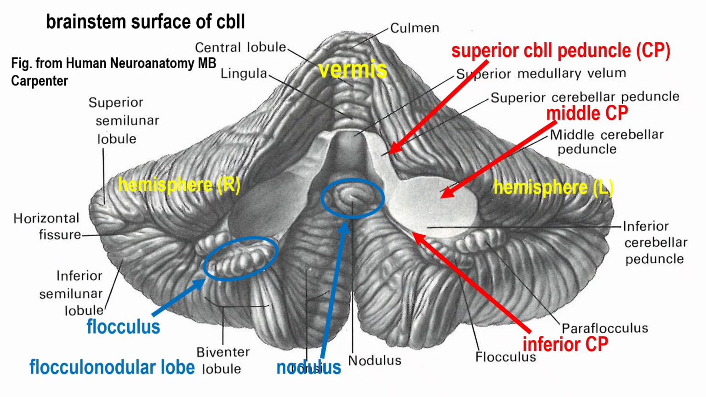The nodules and attached flocculi constitute a separate flocculonodular lobe, which is separated from the uvula and tonsils by the deep posterolateral fissure. The midline nodule is connected by slender stem-like structures with the small bulbous flocculus.